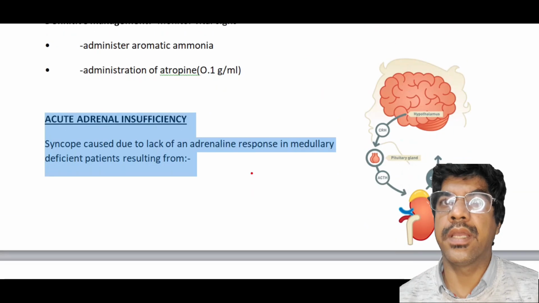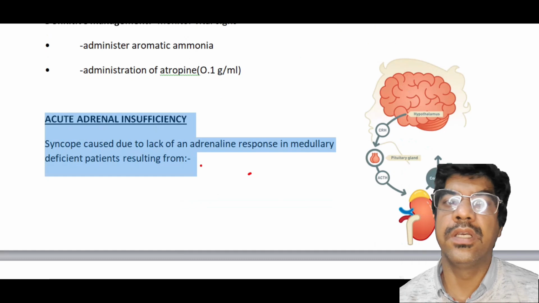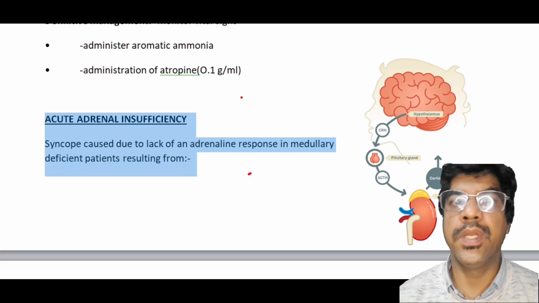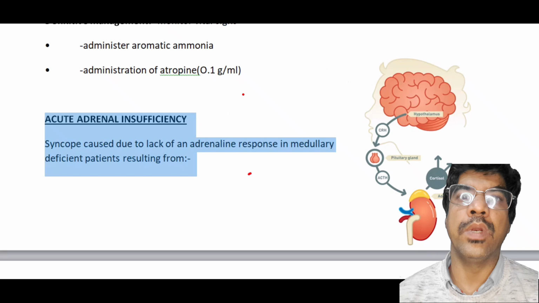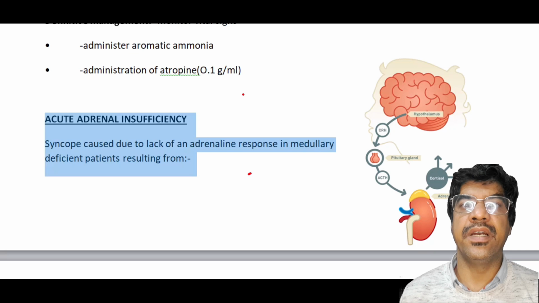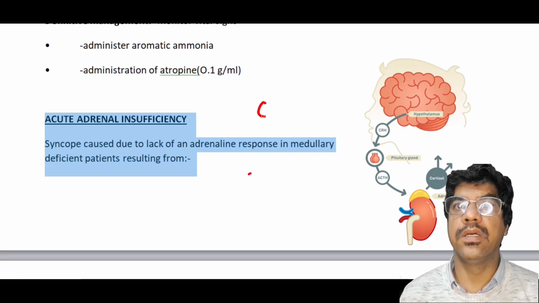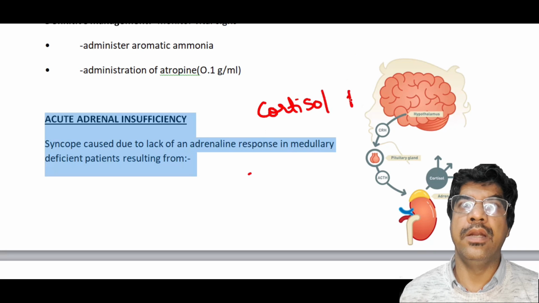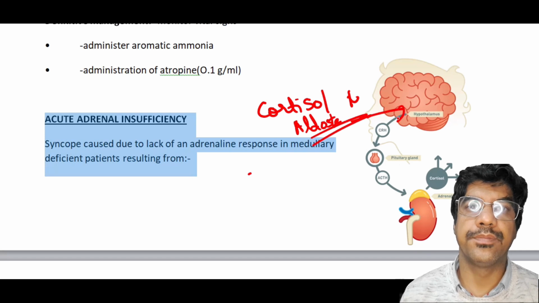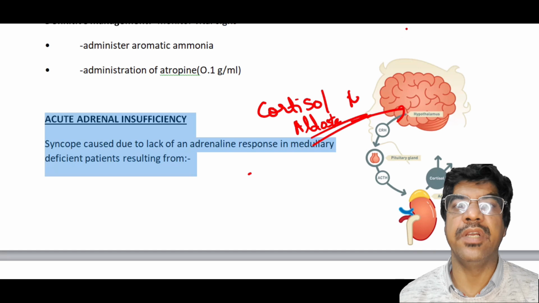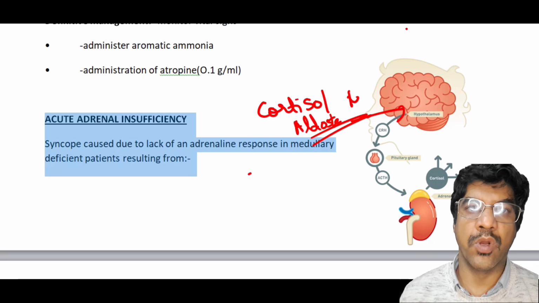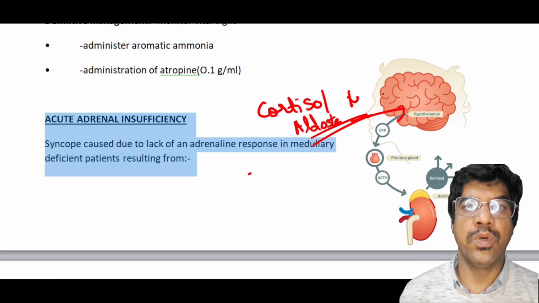The next is the acute adrenal insufficiency. Acute adrenal insufficiency, that is also known as Addisonian crisis, can lead to syncope due to lack of adrenaline response. So this condition is associated with sudden and severe deficiency of the cortisol and aldosterone that are produced by the adrenal glands. So the patient with Addison disease will have impaired adrenal function, so that can cause a decline in the hormone level that would trigger acute crisis.